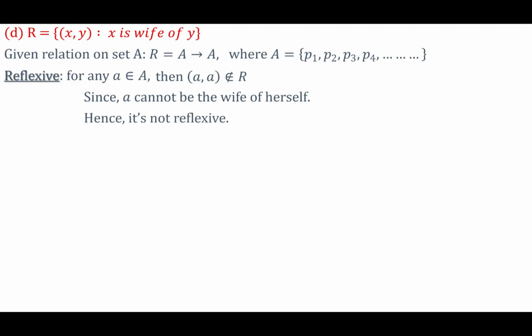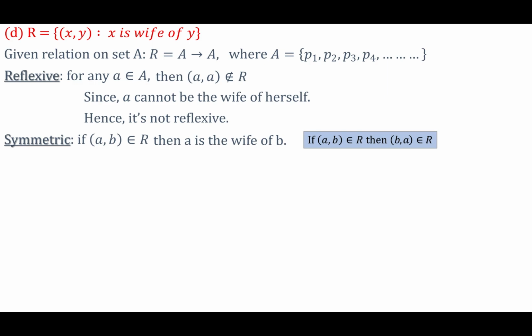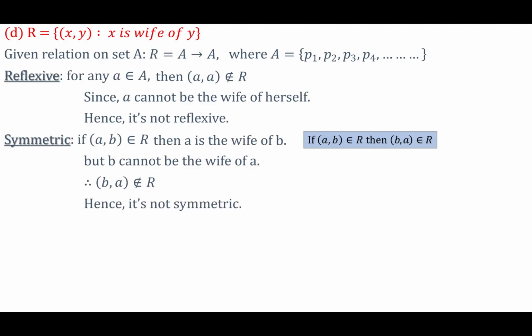Now we need to check symmetric. If (a, b) belongs to R, which means a is the wife of b. Now, a symmetric relation says if (a, b) belongs to R, then (b, a) must belong to R. But (b, a) does not belong to R, since b is the husband, so b cannot be the wife of a. So (b, a) does not belong to R. Hence it is not symmetric.